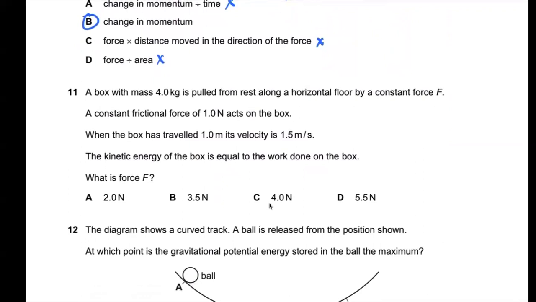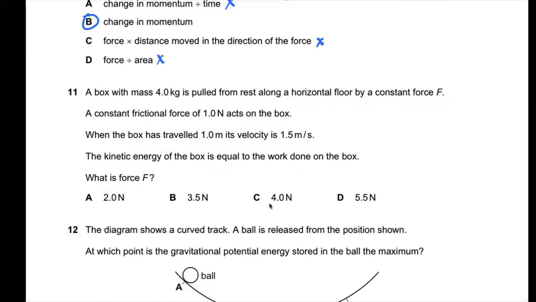All right, 11. For some reason, students do have trouble with energy problems in which friction is involved. Let's do one of these. A box with mass 4 kg is pulled from rest along a horizontal floor by constant force F. Constant frictional force of 1 Newton acts on the box. When the box has traveled 1 meter, its velocity is 1.5 meters per second. Kinetic energy of the box is equal to the work done on the box. What is force F?